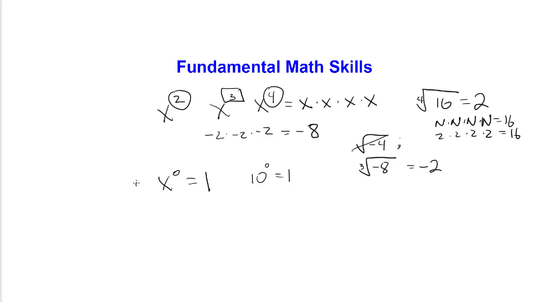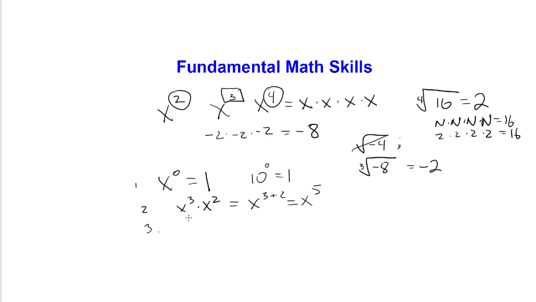Okay? Next exponent law. If I multiply bases that are the same with different exponents, I can add the exponents. X cubed times x squared is x to the 3 plus 2, or x to the 5th. Okay? That's called our product rule.